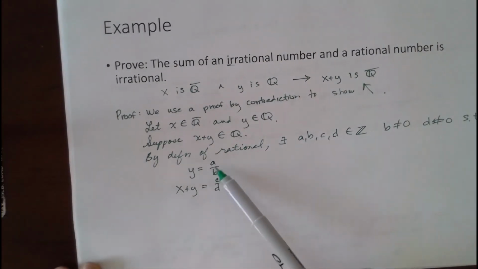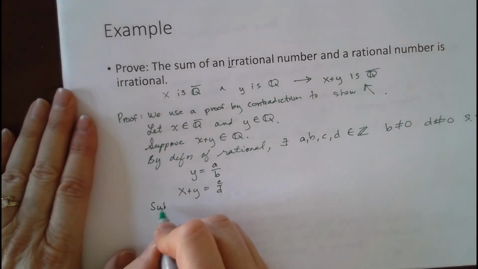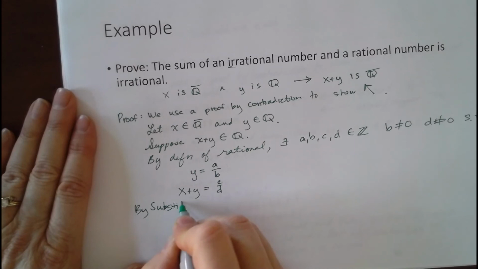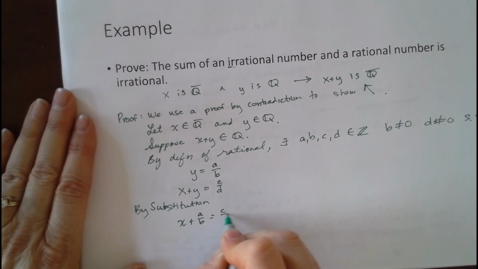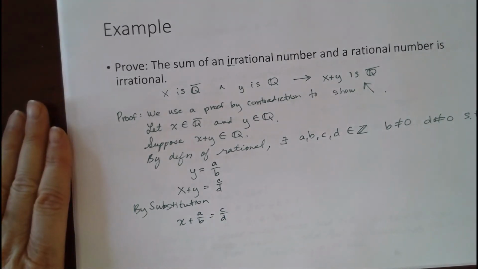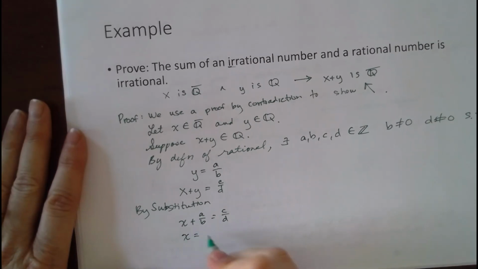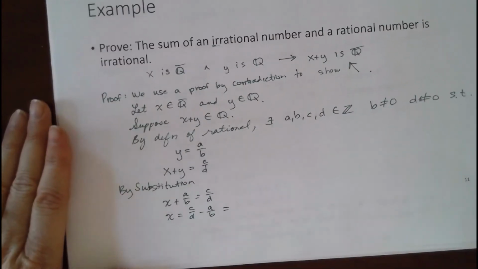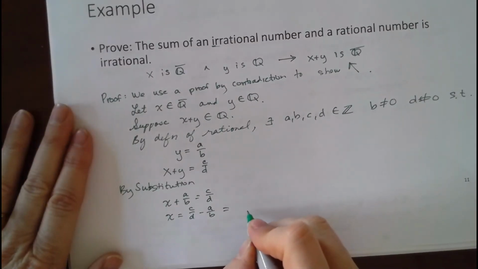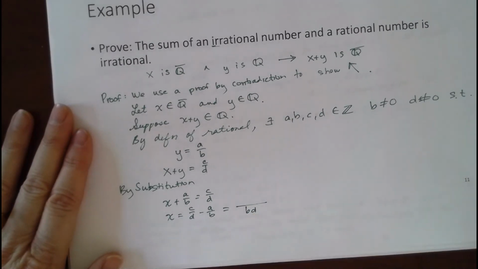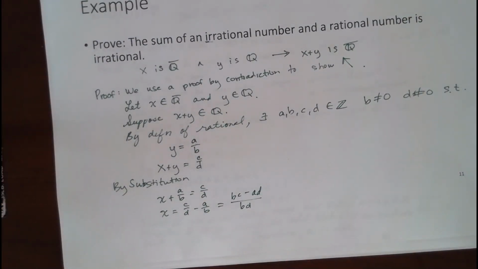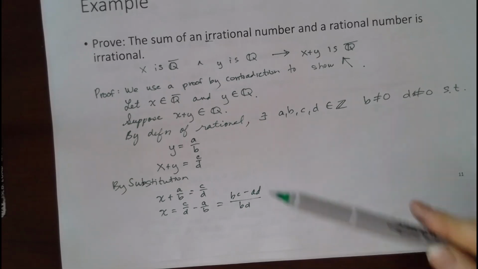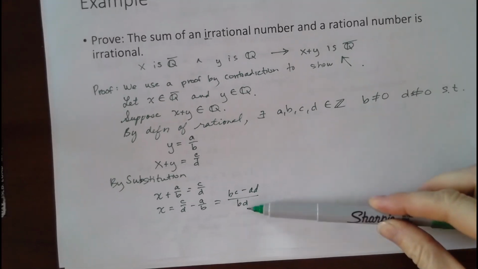And then, you guessed it, we'll substitute the first one into the second one. So by substitution, x plus a over b equals c over d. Now let's isolate x. So x is going to be c over d minus a over b. If we get a common denominator of bd, that will turn into bc minus ad. So x is equal to bc minus ad over bd.